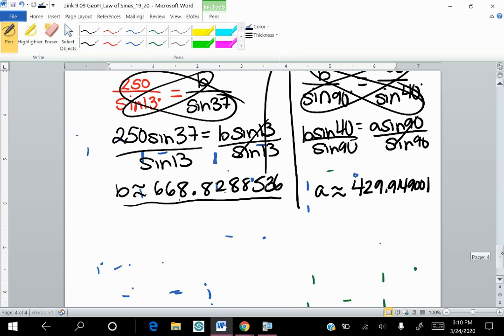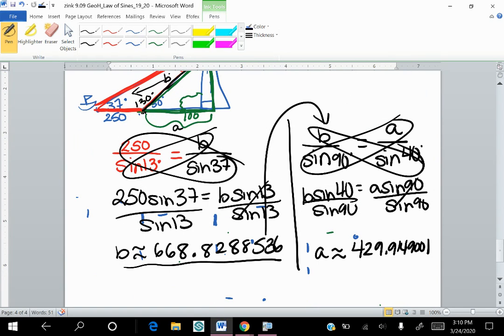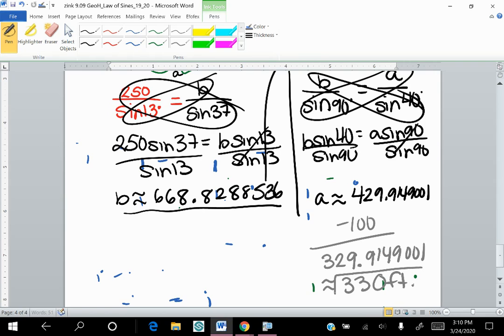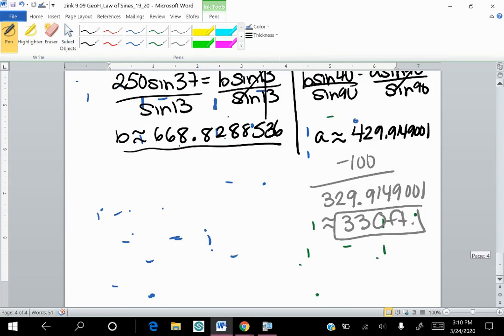And before we go rounding a, think about, we just found this whole distance right here, from here to here. So we were asked to find how far we are from the rocks, not from the lighthouse. So that's how far we are from the lighthouse. The rocks stick out 100 feet. So we're going to subtract 100 from that, which gives us 329.9149001. Now you can round that to the nearest foot, which is 330 feet, and then you're done.